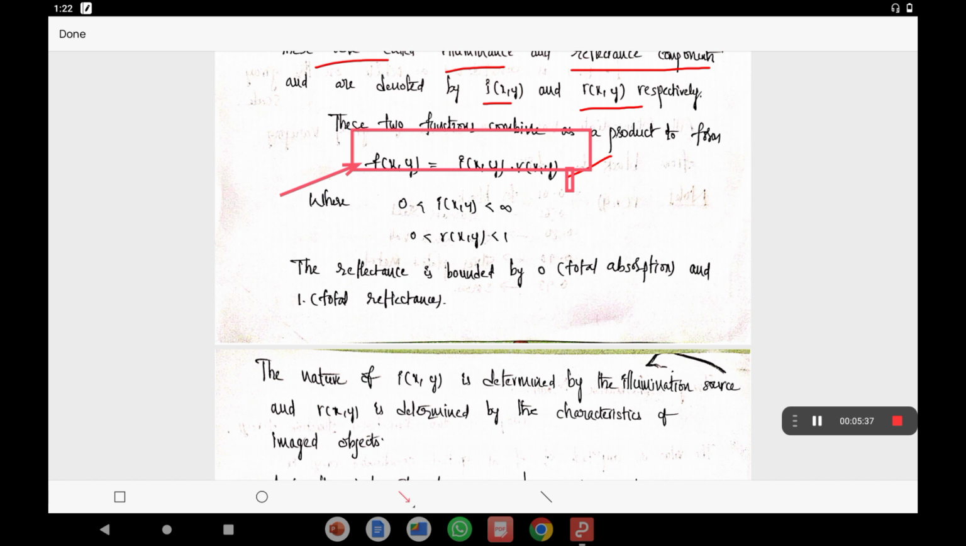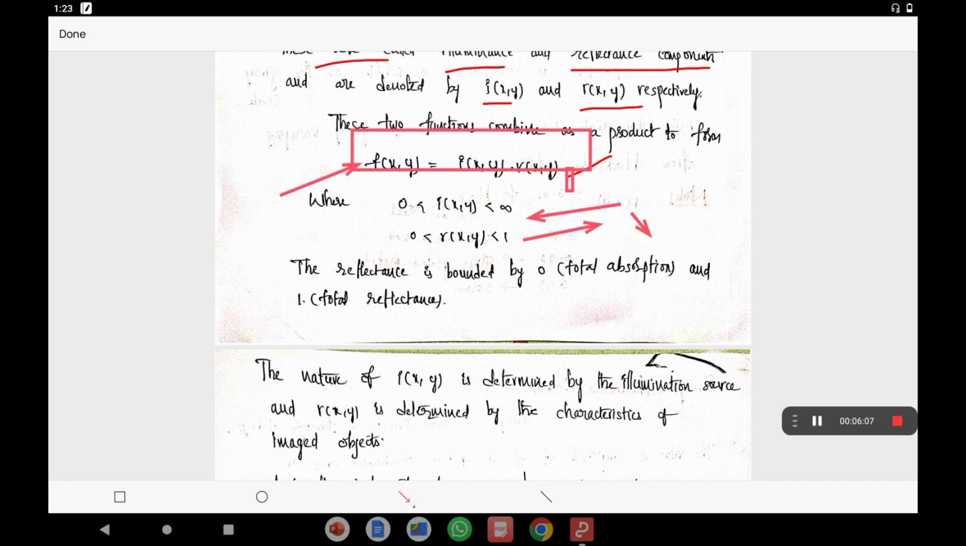Moreover, the corresponding illumination component is also within a range. That is, 0 less than I of x comma y less than infinity. That means the corresponding I of x comma y must also be some finite value. Moreover, R of x comma y is also in the range of 0 to 1. So the reflectance component is bounded between the two values, 0 and 1.